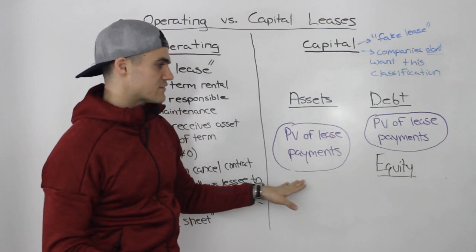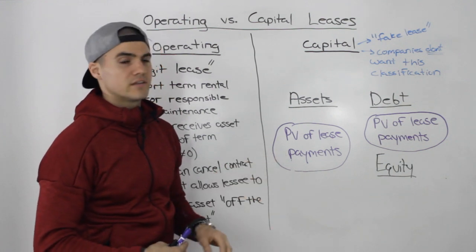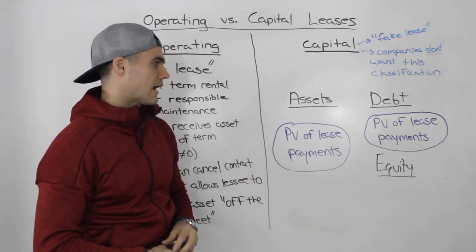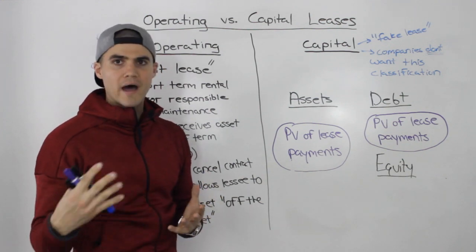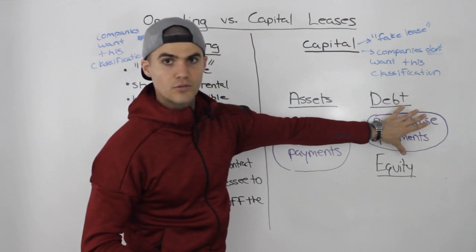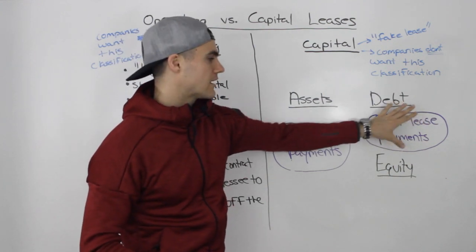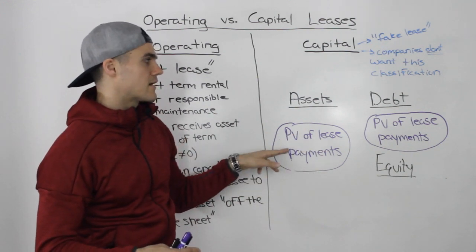So notice how the left side and the right side are both increasing by the present value of the lease payments on the balance sheet. And the reason this happens is, if you remember, when we were buying an asset with debt, we would take on debt, so that would increase the right side, and then we were taking that debt, buying the asset, and that was increasing the left side.